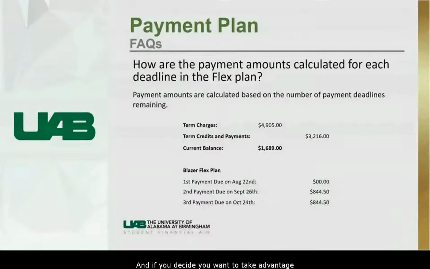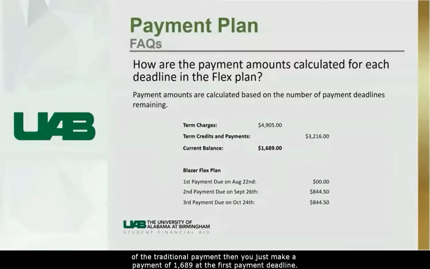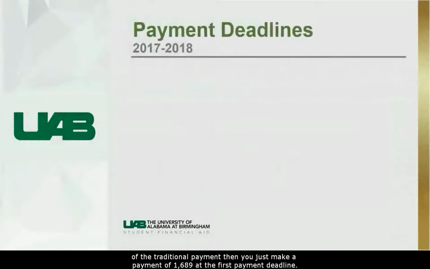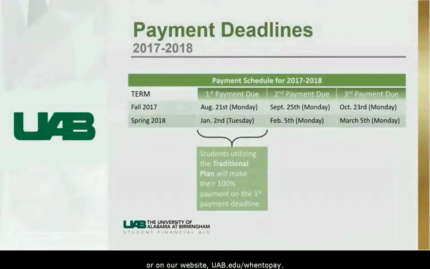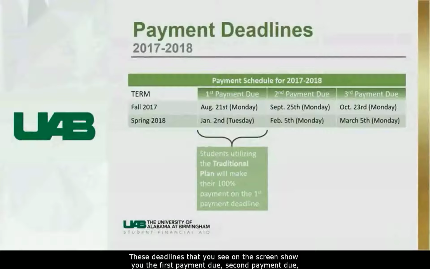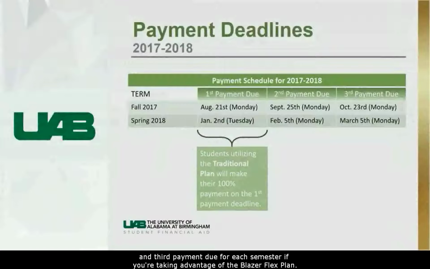And if you decide you want to take advantage of the traditional payment plan, then you just make a payment of $1,689 at the first payment deadline. A way to know what you owe and when is by looking at the different payment deadlines we have posted on the academic calendar or on our website, uab.edu/when-to-pay. These deadlines that you see on the screen show you the first payment due, second payment due, and third payment due for each semester if you're taking advantage of the Blazer Flex Plan.